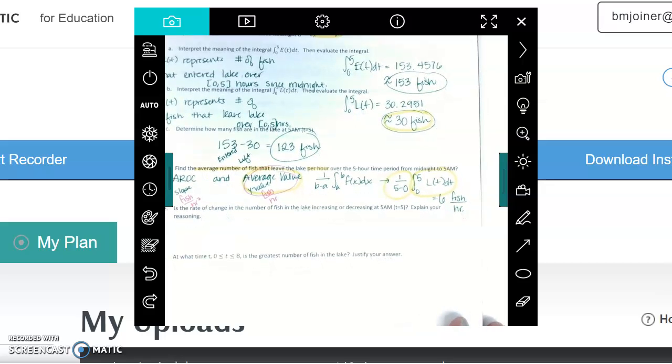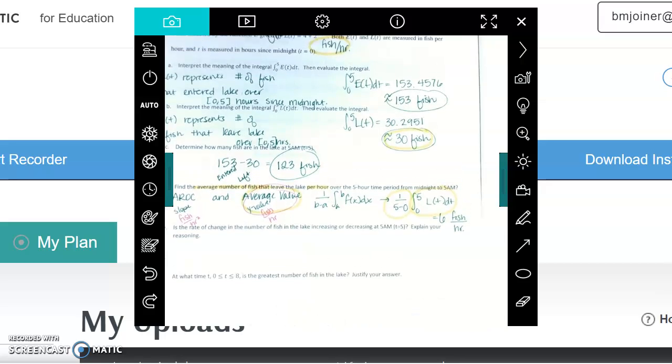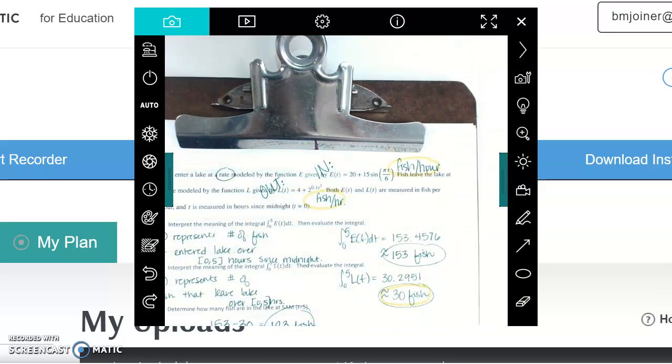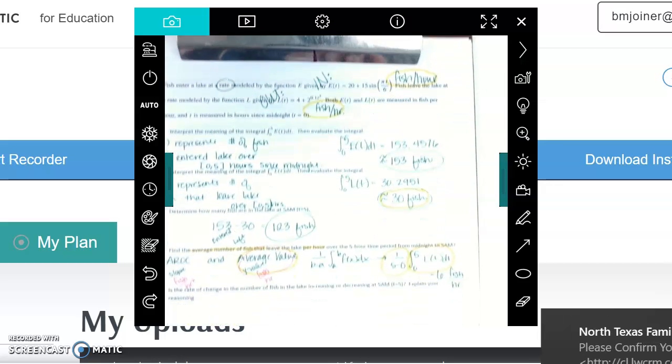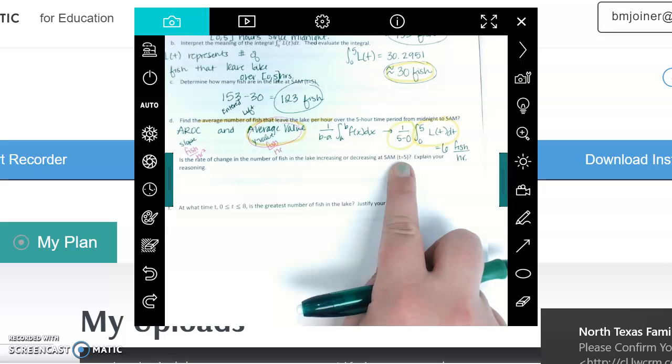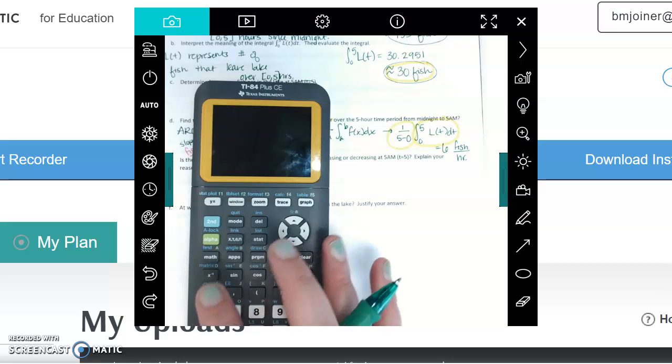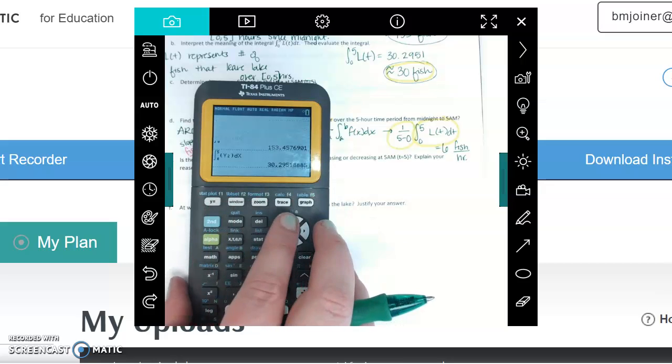Okay. Next part, it says, is the rate of change in the number of fish increasing or decreasing? You're going to have to check how fast the fish are coming in, how fast the fish are going out. Now, what I want to point out to you is that in your equation, these are already rates. So I'm not going to actually take the derivative. I'm just going to look at the y values in my chart. Specifically, I care about 5 a.m. So go into your table. Second table, scroll down to 5.